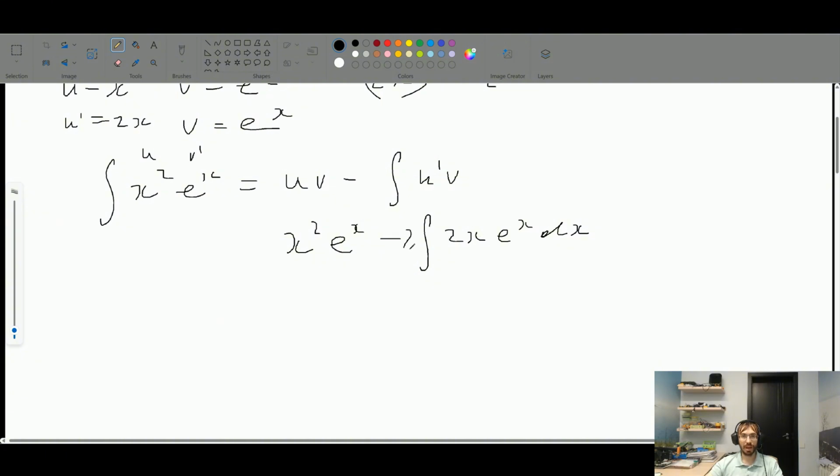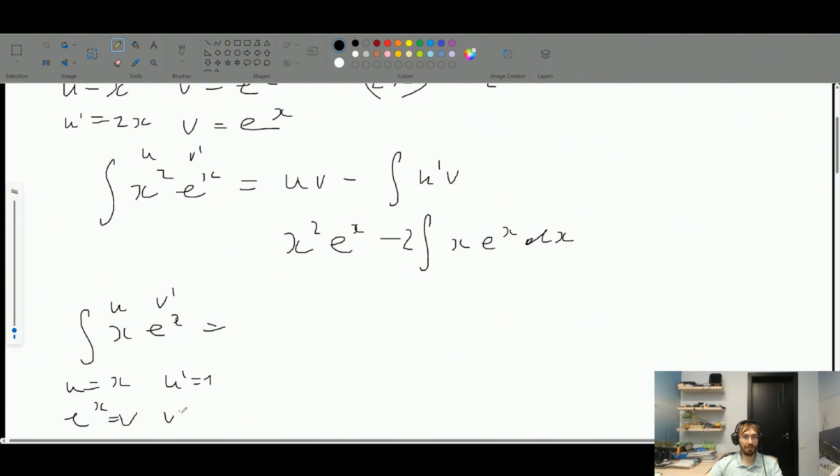Let's take the constant outside and then repeat this again. So we can use the same method a second time, solving the second integral. I will put it separately here. So the integral of x e to the power x can be solved using integration by parts, taking x as u and e to the power x as v dash. So we will have u equals x, u dash equals 1. e to the power x is v, and v dash is still e to the power x.